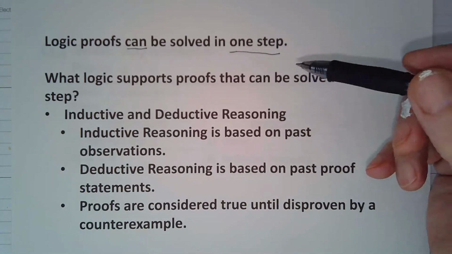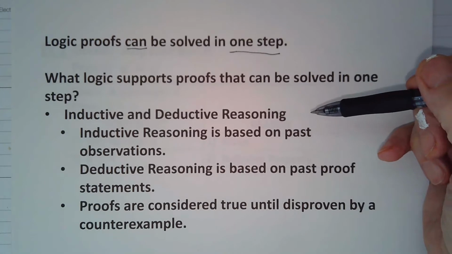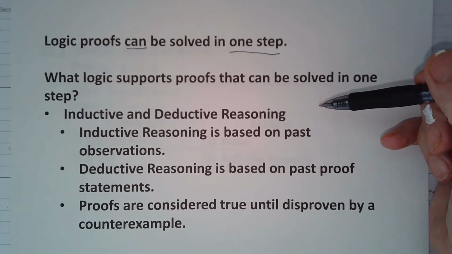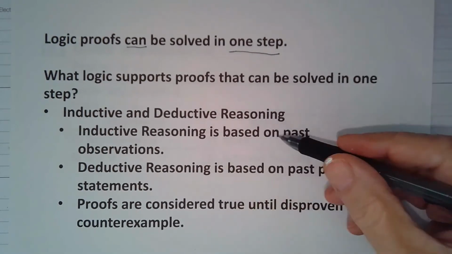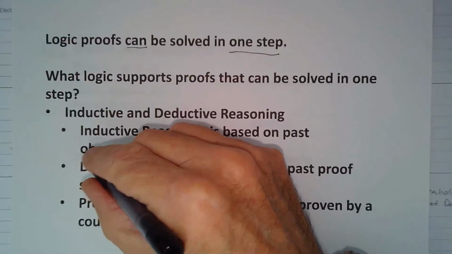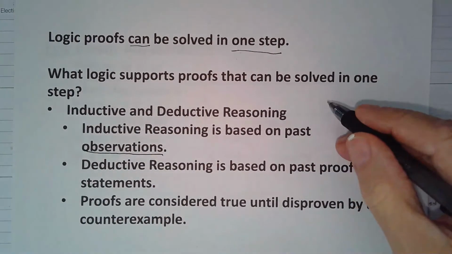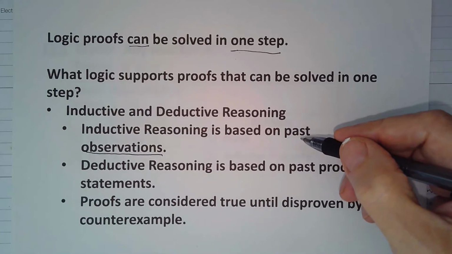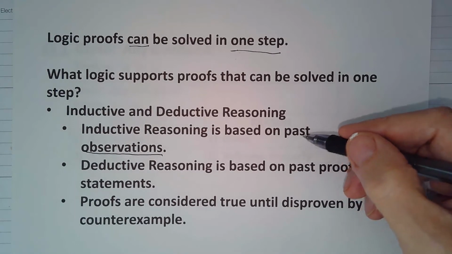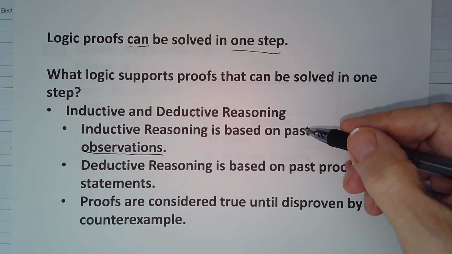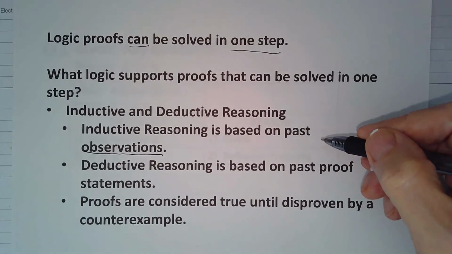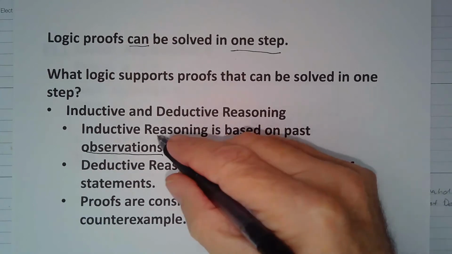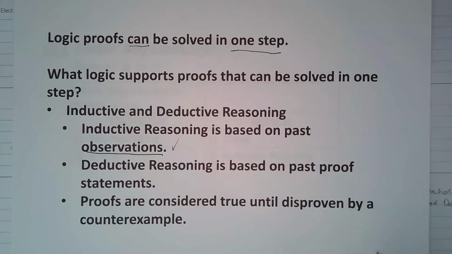There are two types of reasoning that underlie these proofs, and they're called inductive and deductive reasoning. Inductive reasoning is based on past observations. It might be that you have observed that every 24 hours the sun comes up in the morning. All your life you've observed that, and you've never come up with a situation where the sun didn't come up in the morning. That reasoning is based upon your observation.